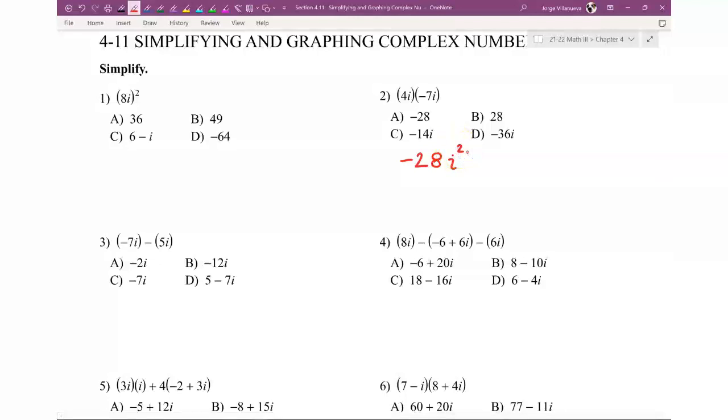Negative 1. So this is negative 28 times negative 1. Okay, and what's negative 28 times a negative 1? Positive 28, right? So there you go. There's my answer for that one.